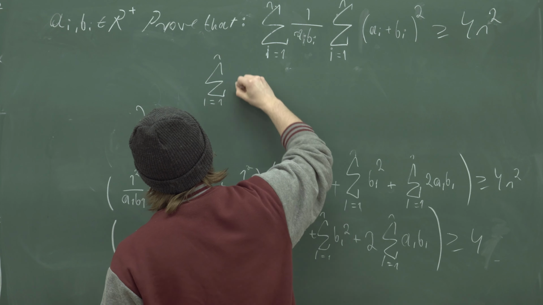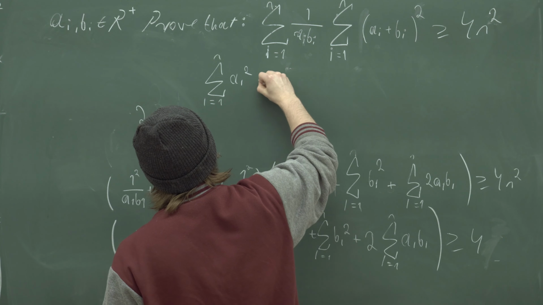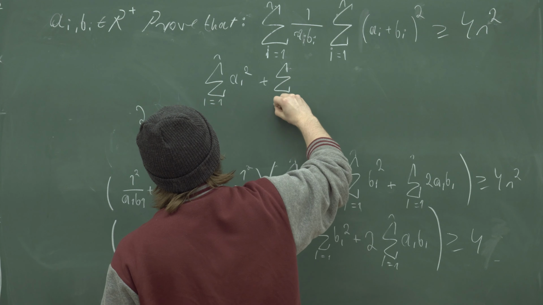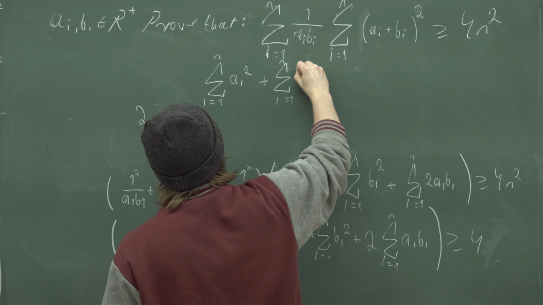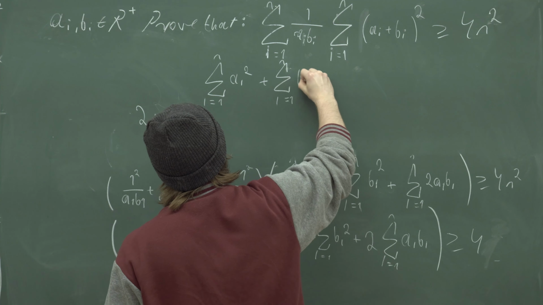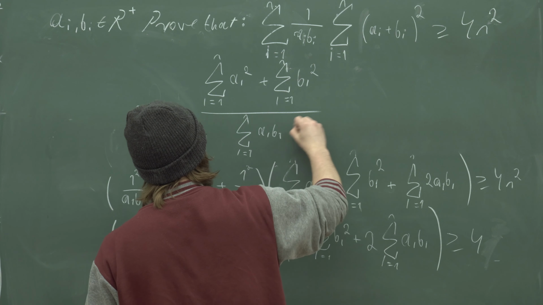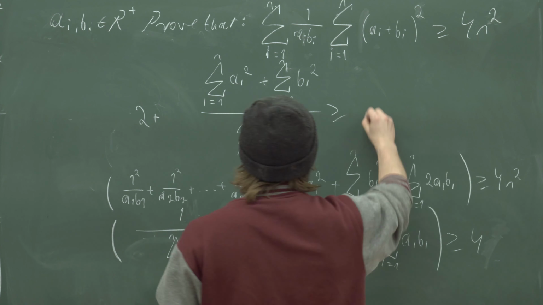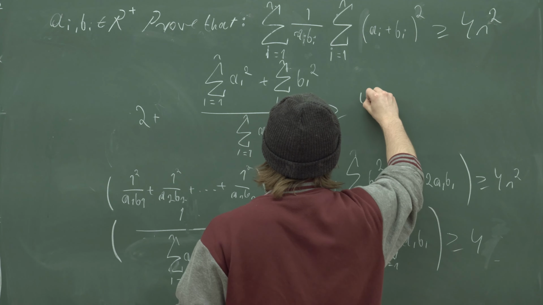So the sum from 1 up to n of ai squared plus the sum from 1 up to n of bi squared, not a1 but bi. I just can't remember to say i instead of 1. And it's all divided by the sum from i equal to 1 up to n of ai times bi, and it's supposed to be greater than or equal to 4. Not 4, like an enemy, but 4, like a number.